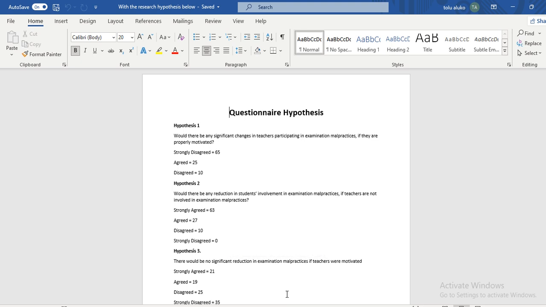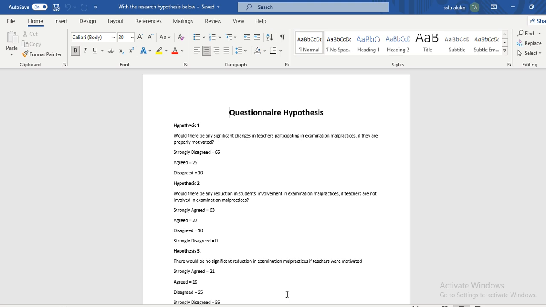Now, this is the questionnaire hypothesis. The questionnaire hypothesis is about examination malpractices. Hypothesis 1 said, would there be any significant changes in teachers participating in examination malpractices if they are properly motivated? Strongly disagreed 65, agreed 25, disagreed 10.